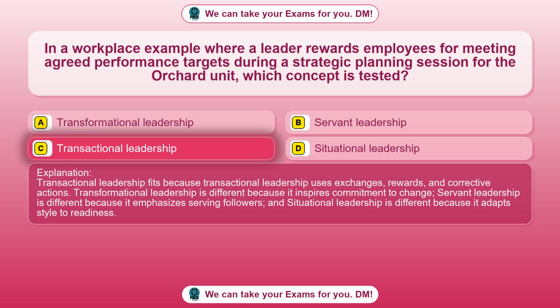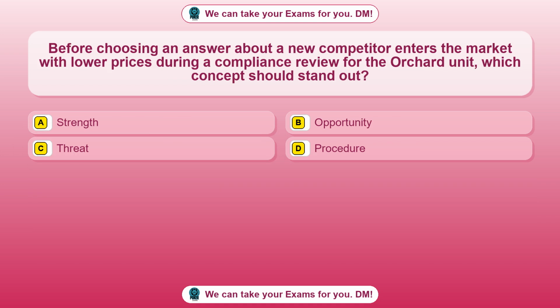Transformational leadership is different because it inspires commitment to change. Servant leadership is different because it emphasizes serving followers, and situational leadership is different because it adapts style to readiness. Question 69. Before choosing an answer about a new competitor enters the market with lower prices during a compliance review for the Orchard unit, which concept should stand out?